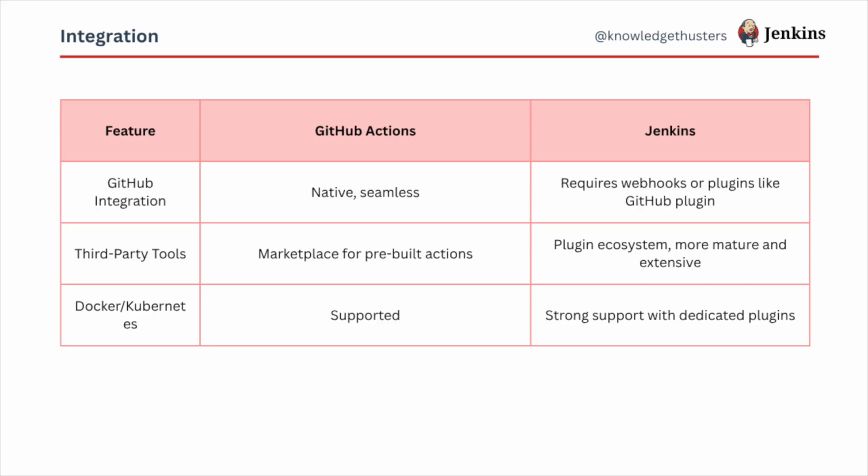For third party tools, I've shown you the Marketplace where you can find and reuse ready-made actions like Slack notification, Docker login, or AWS deploy. These are already built in. You can just directly use them from the Marketplace. Jenkins, whereas, uses plugins for integration. There are also plugins for Docker, GitHub, Slack, Maven. All these plugins you can use. And both Jenkins and Actions support Docker and Kubernetes.